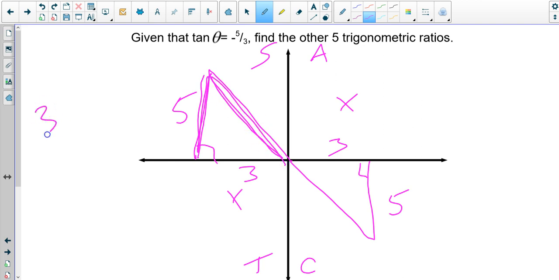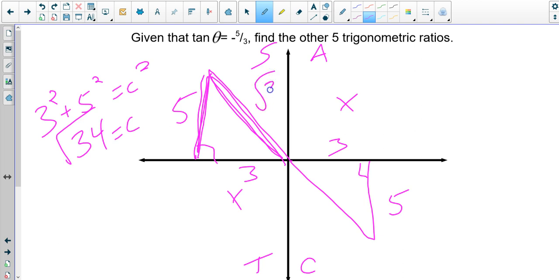So we could use Pythagorean theorem. 3 squared plus 5 squared equals c squared. And we'd end up with 9 plus 25 is 34. So c would be the square root of 34. We do a factor tree that doesn't simplify, so we leave it as the square root of 34. And that's true for both of these triangles. So now we are ready to evaluate the other 5 trig functions.